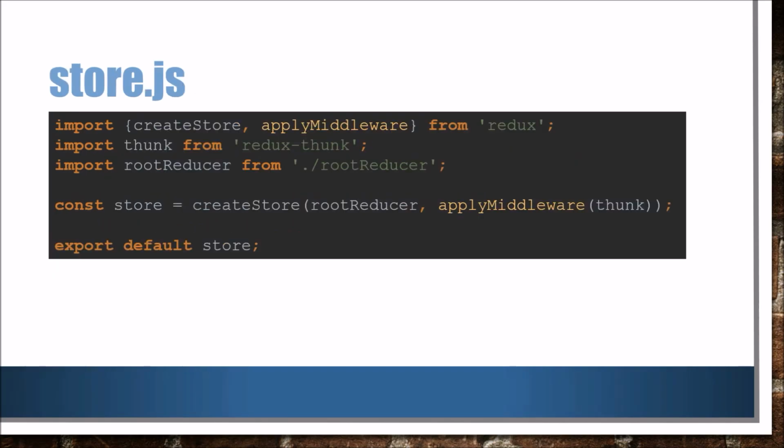Here is the code for store. So what is the store? A store holds the whole state tree of your application. The only way to change the state inside it is to dispatch an action on it. So here we are creating the store using the root reducer and thunk. So the Redux code implementation is done.